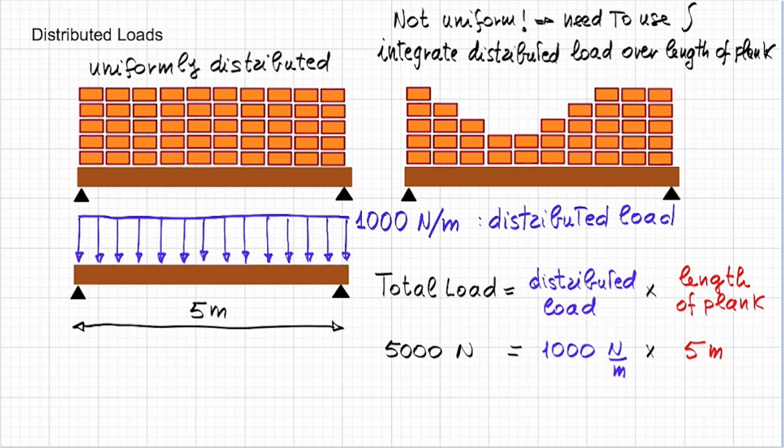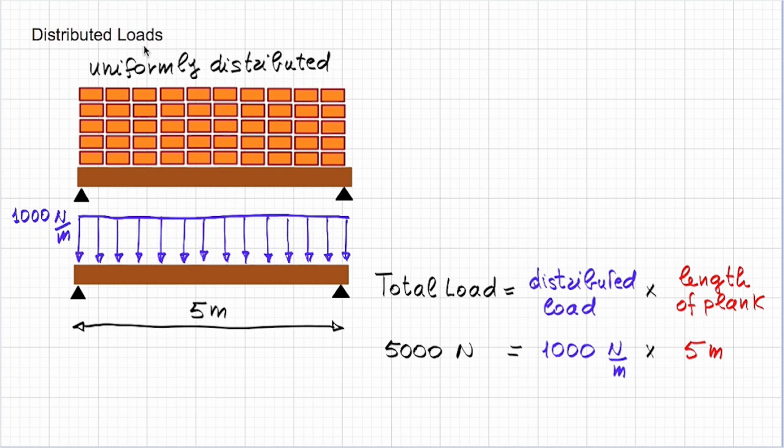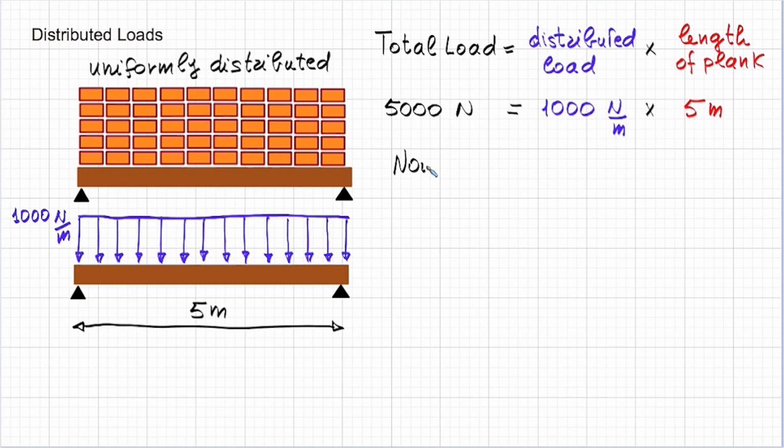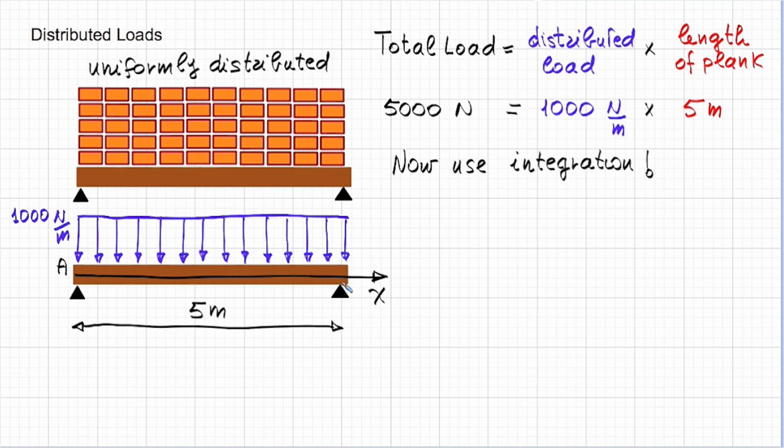So, to see how this works, let's start from the very simple case of a uniform distributed load. We have already calculated the total load for this case simply by multiplication. Let's see how we obtain the same result by using integration. The first thing that we need to do is to introduce a function that gives us the magnitude of the distributed load as a function of position along the length of the plank. So let's introduce a Cartesian coordinate axis x, and let's say that this end of the plank is A and this other end is B, so that this is xa and this is xb.